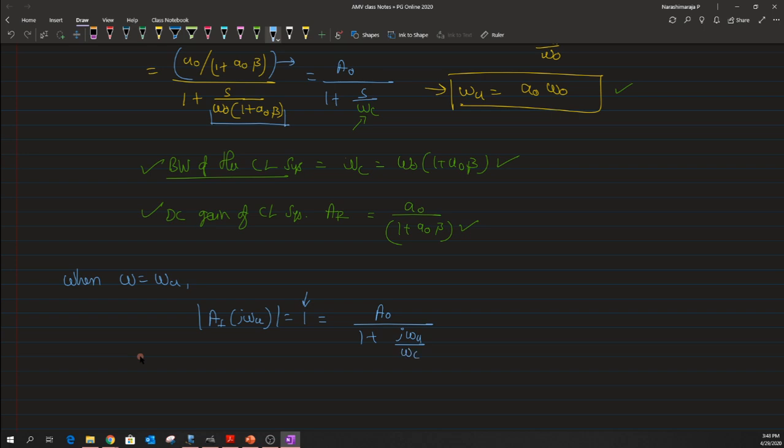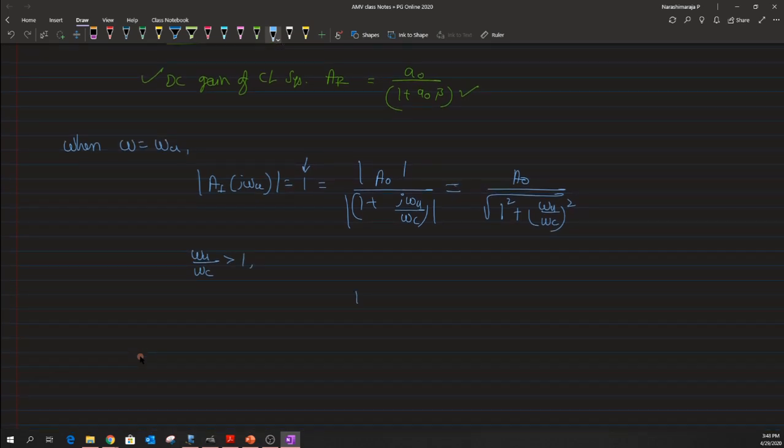Okay, so this is different, and that has to be taken under the square root. I'll put a modulus here, and since there is a real term and an imaginary term, one could rewrite this quantity as a naught divided by the square root of real part square plus imaginary part square. Let us assume again that omega u by omega c is much larger than 1, due to which one could approximate this quantity as omega u by omega c here.